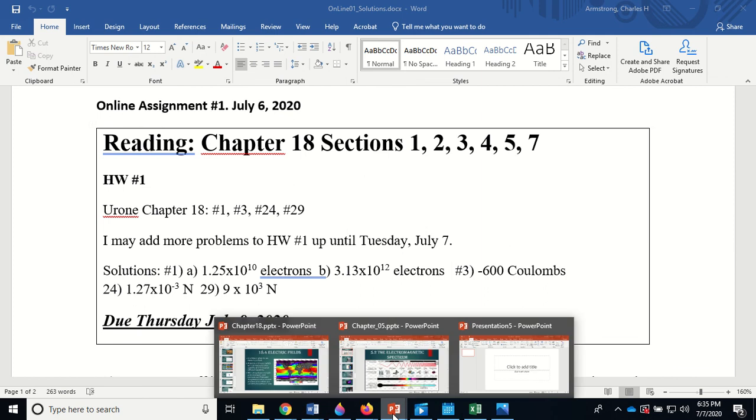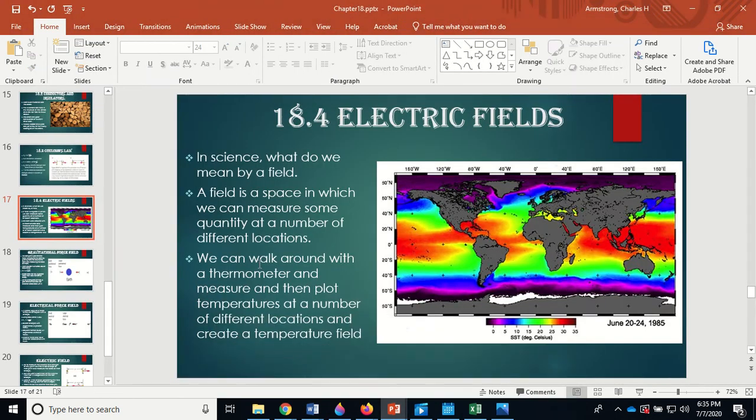Okay, and then we have this other stuff, plus you want to try to understand electric fields and so on. So in science, what do we mean by a field? A field is a space in which we can measure some quantity at a number of different locations. So here I found this temperature field on the internet someplace. So the red is the hotter, see this is in Celsius if you can read that.